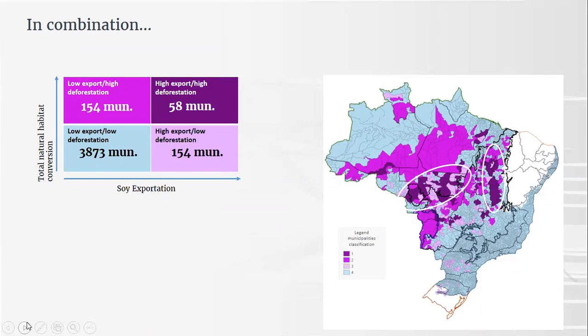Now, as indicated on the map on the right-hand side there, those municipalities are focused in 2 primary regions. One is the Matopiba region in the east of Brazil, which is known for having some of the highest deforestation rates in Brazil. And the other region is the northern edge of the Cerrado biome in northern Mato Grosso, again with high deforestation rates also occurring in those areas.